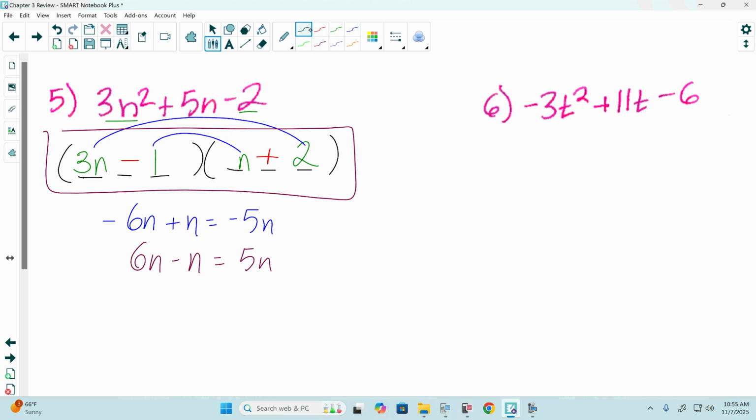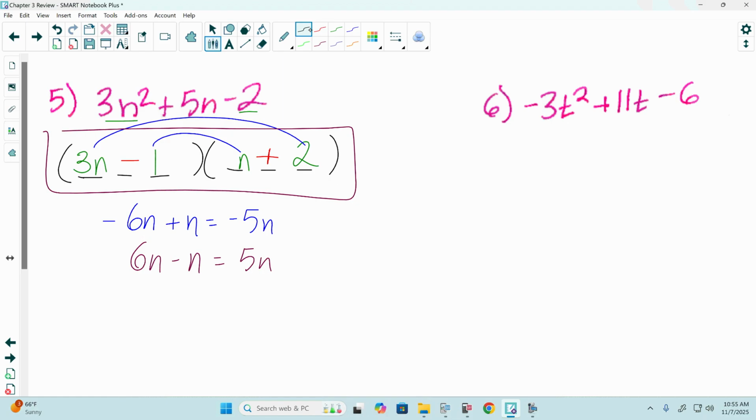We'll go on and look at this 6 here. Last one we'll look at, especially for factoring these trinomials. Negative 3t squared plus 11t minus 6. There is no greatest common factor number-wise. There's not a number that goes into 3, 11, and 6. T squared, t, no variable there.